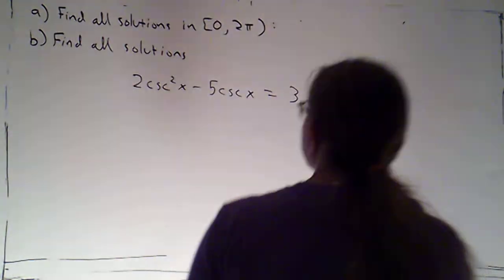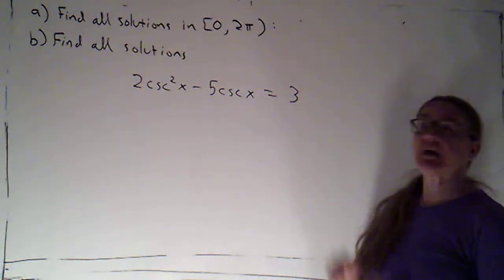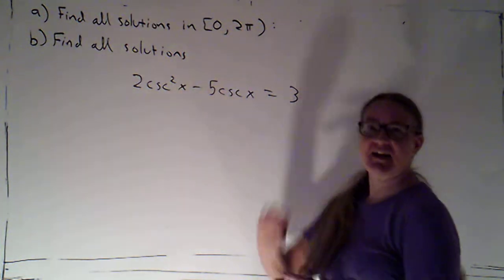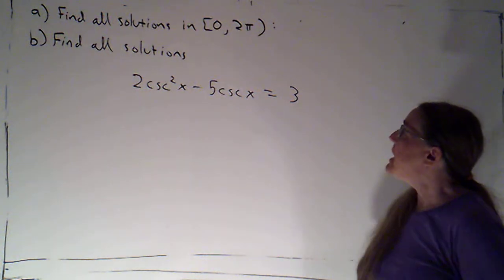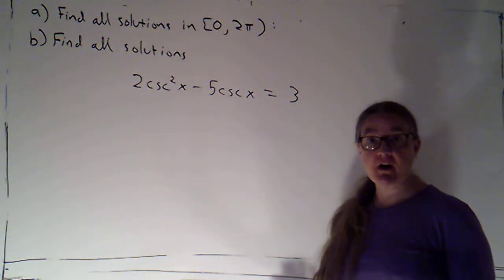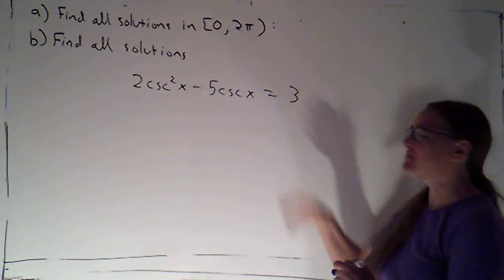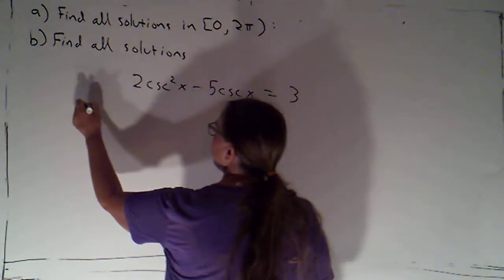I've got another function that's quadratic in form. This would be a quadratic in cosecant, because I've got some cosecants and some cosecants squared here. Okay. So when I have that, I know I want to try factoring. And before I factor, I've got to have everything on one side set equal to 0. So I'm going to start by subtracting over that 3.